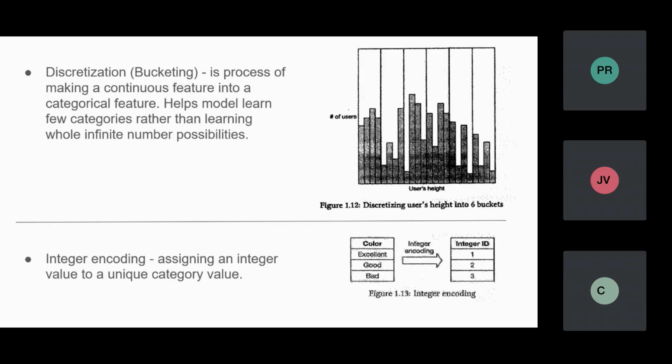Going on to integer encoding, it is assigning an integer value to a unique category value. For the sake of understanding, we can compare the figure of integer encoding to the grading system, but here we have assigned an integer value rather than an alphabet.